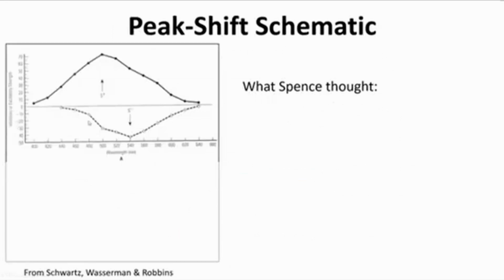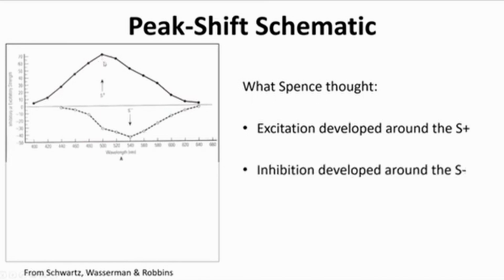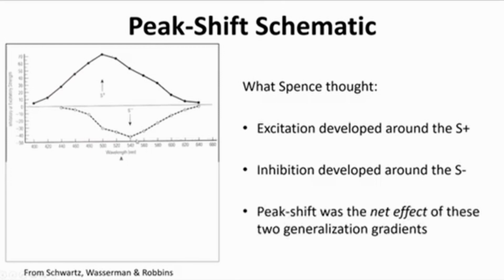So coming back to Spence and this idea of an overlapping S plus gradient and S minus gradient, they expected that we would see something kind of like this, where our S plus would mark that peak, that point where we should see the highest responding. So we see our excitatory discrimination curve, or generalization curve. We see our S minus down here, which would be the lowest point, or the point of least responding, for our inhibitory curve. So our excitation develops around our S plus, so the highest responding is at that S plus. Inhibition develops around the S minus, the lowest point of responding is that S minus, and the peak shift should be the net effect of these two generalization gradients.